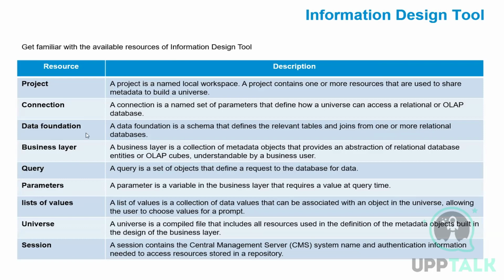After creating the data foundation, we will go ahead and create a business layer. In the business layer, as I told you earlier, there will be classes and objects. For example, product will be a class name. Under product, we will create objects like product name, product ID, quantity. Those kinds of objects, key dimensions and key figures, we will create and map to the required columns of the tables. That is done in the business layer.